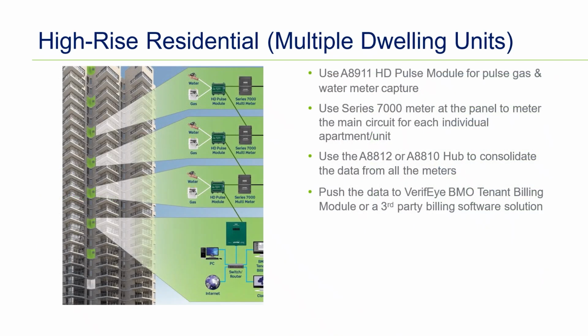Use the A8911 HD Pulse module for pulse, gas, and water meter data capture. Use Series 7000 meters at the panel to meter the main circuit for each individual apartment or unit. Use one of the energy monitoring hubs like A8812 or A8810 to consolidate the data from all the meters. Push the data to VerifEye's BMO tenant billing module or a third-party billing software solution.